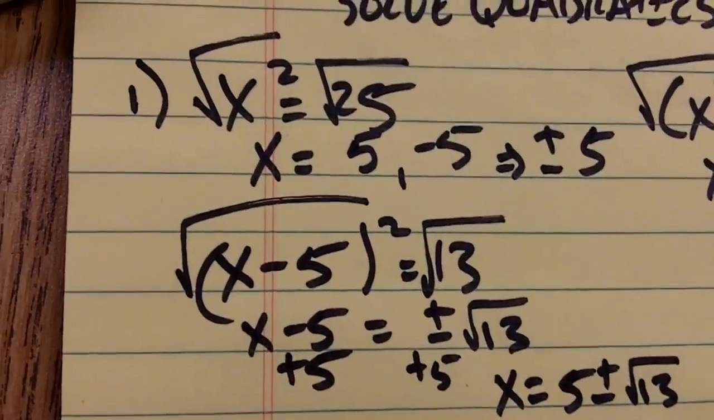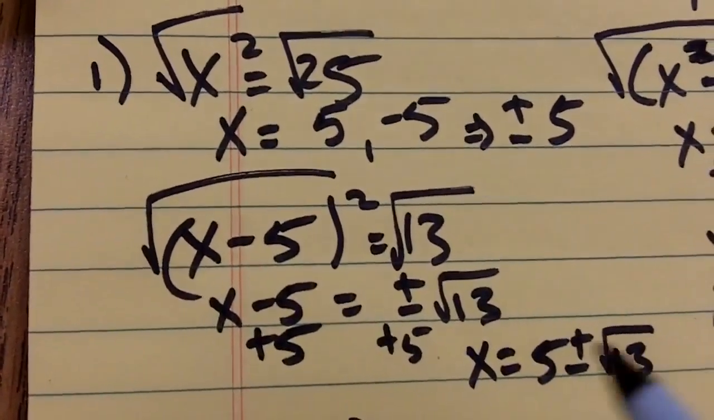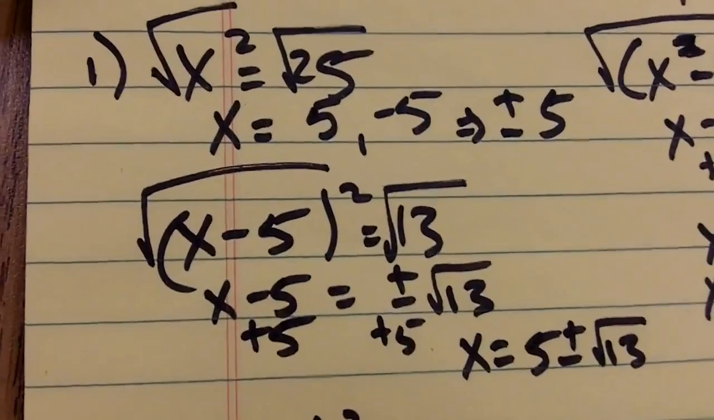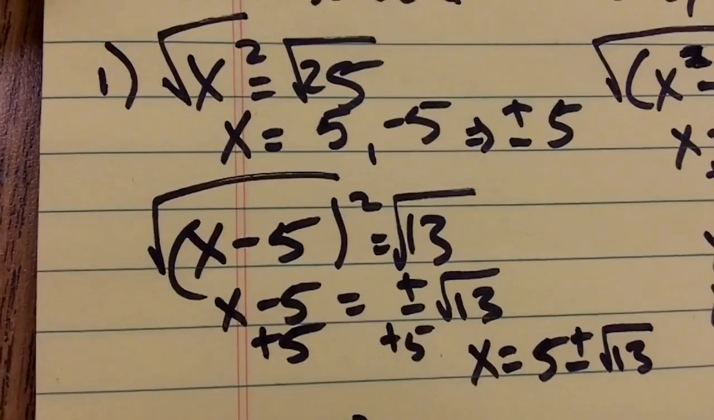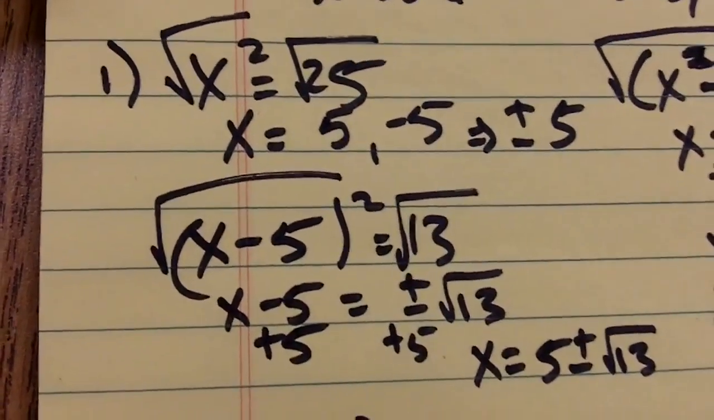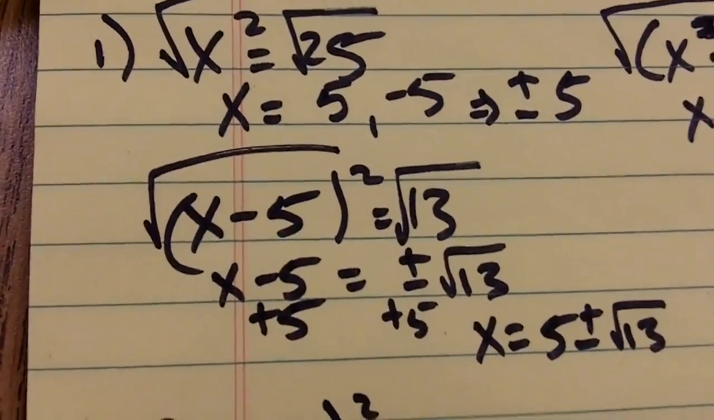Is that okay? Can I leave an answer like that? Yeah, I can't add the radical 13 to the 5. So I can leave the answer like that. It's a weird looking answer. It's the first time we've really left answers looking weird like that, but it's definitely okay. Let's look at something a little bit harder.